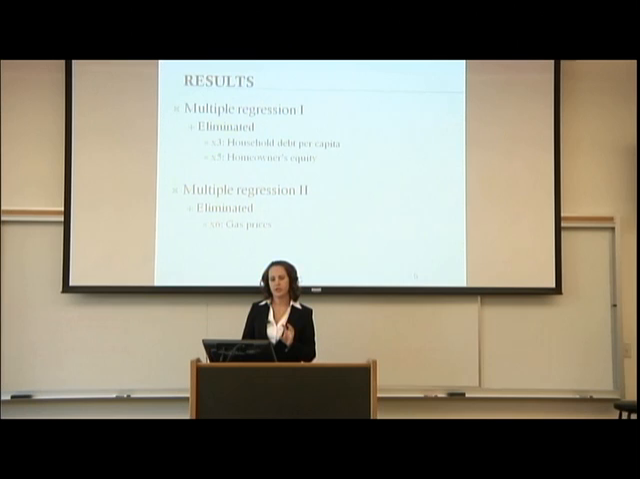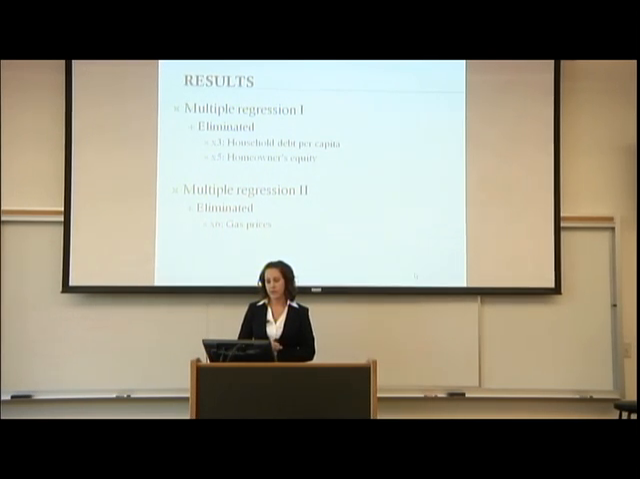And the first regression, I eliminated household debt per capita and homeowners' equity. And the reason why I eliminated them is because it changed the coefficient sign. So for example, the logic in this was if household debt per capita increased, coffee consumption would decrease. And that sign showed otherwise. It was a positive sign. So I eliminated that, along with homeowners' equity.